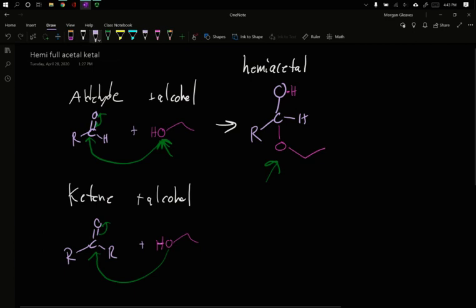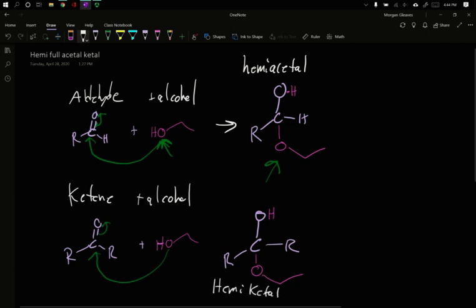Similarly, this happens for the ketone. You end up with R to a carbon, the other R group. The oxygen is now a single bond instead of a double. The alcohol's oxygen is now an ether, and the hydrogen has moved off the original alcohol to the new oxygen that is the alcohol. This is a hemiketal.